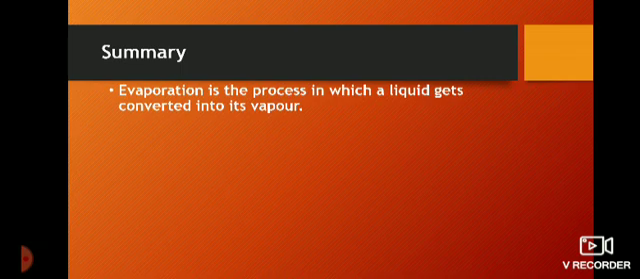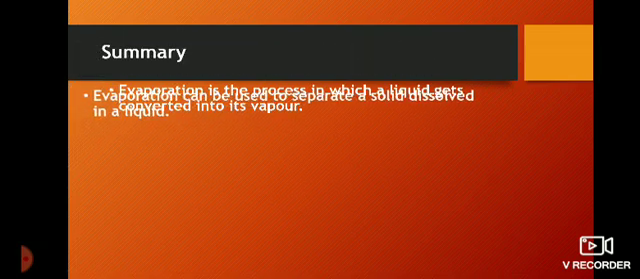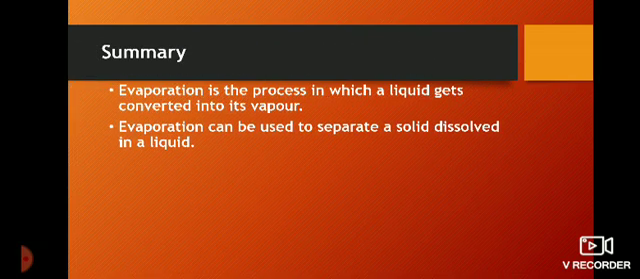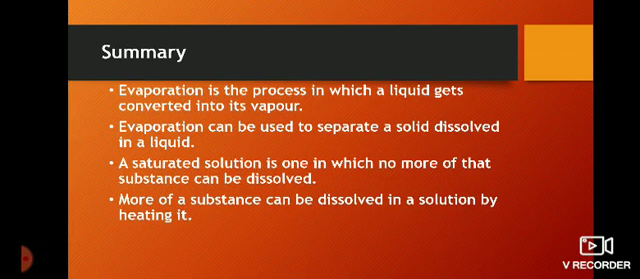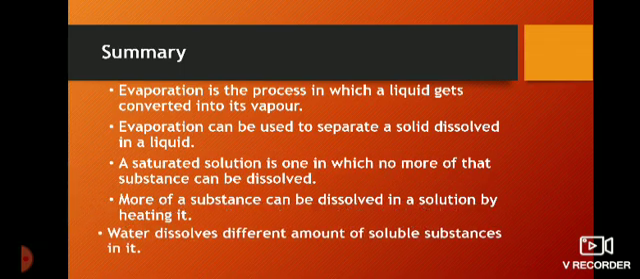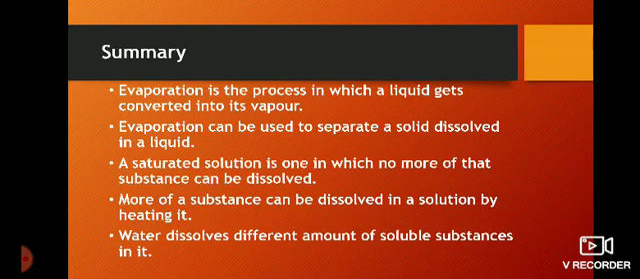Evaporation is the process in which a liquid gets converted into its vapor. Evaporation can be used to separate a solid dissolved in a liquid, for example, a mixture of salt and water. A saturated solution is one in which no more of that substance can be dissolved. More of a substance can be dissolved in a solution by heating it. And lastly, water dissolves different amounts of soluble substances in it.